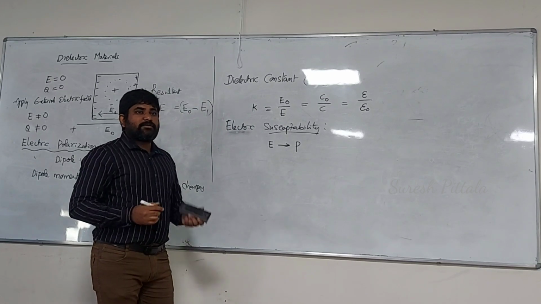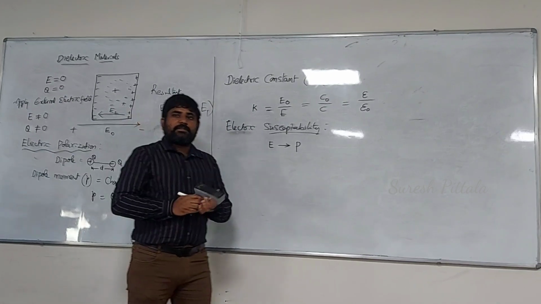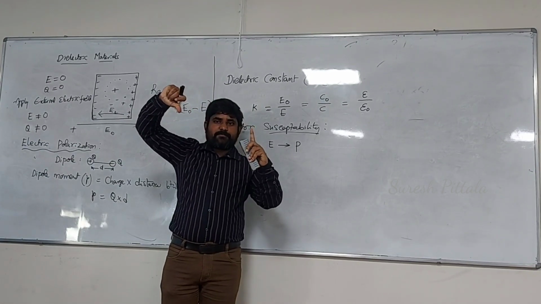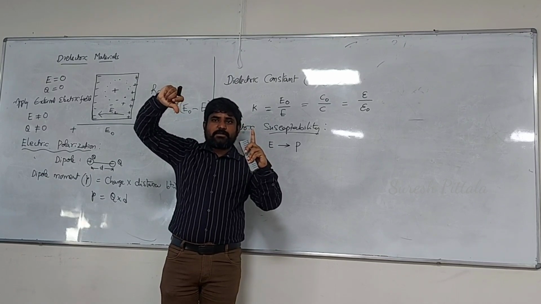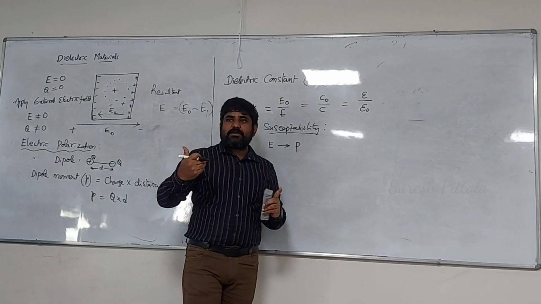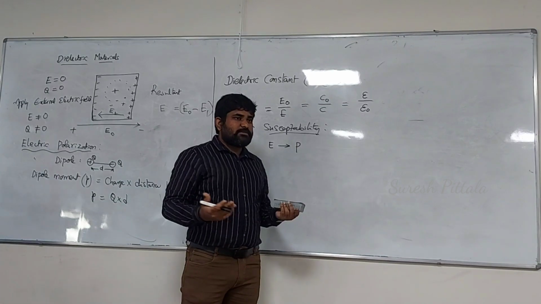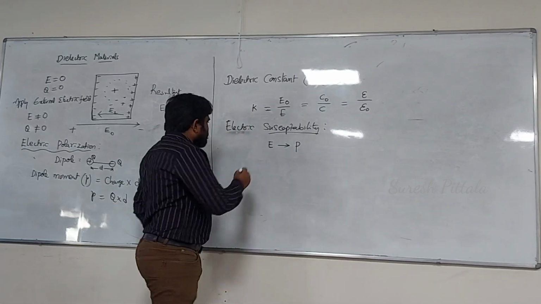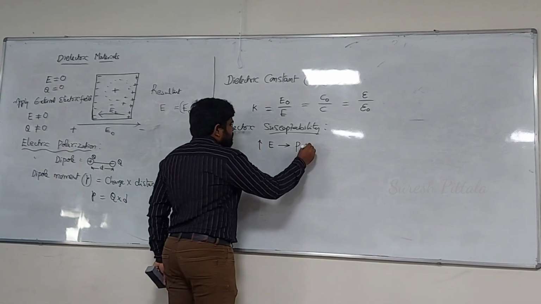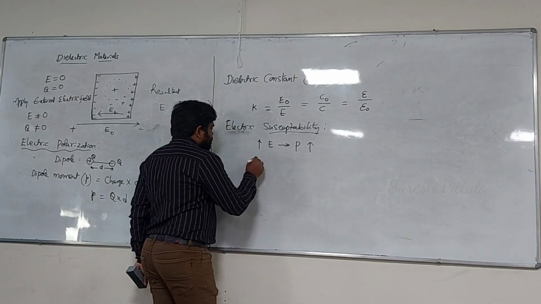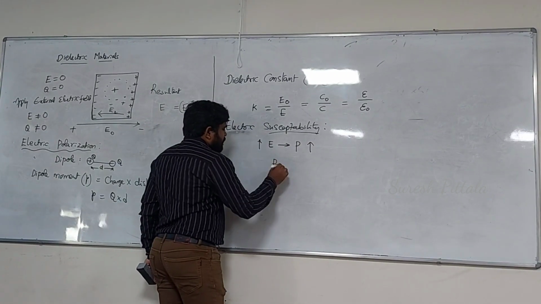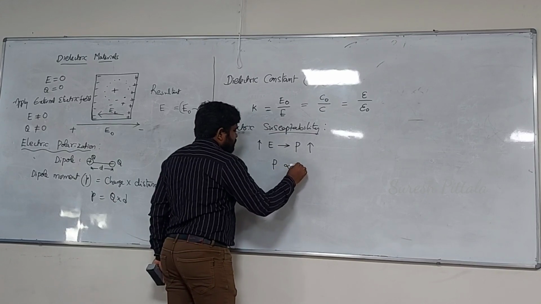If I increase the electric field, what happens? The charges move further, which means the dipole moment increases. When the dipole moment increases, polarization also increases. So when you increase E, your P also increases. Therefore, the polarization is proportional to the electric field.